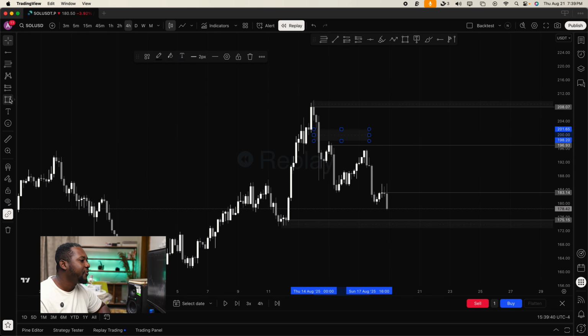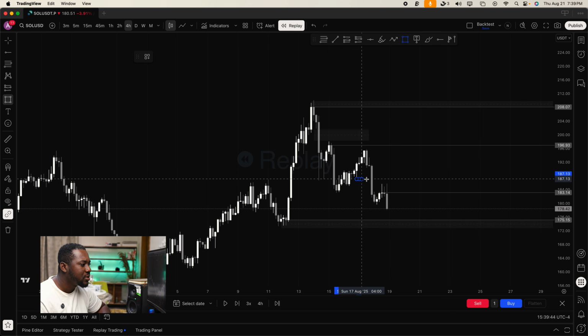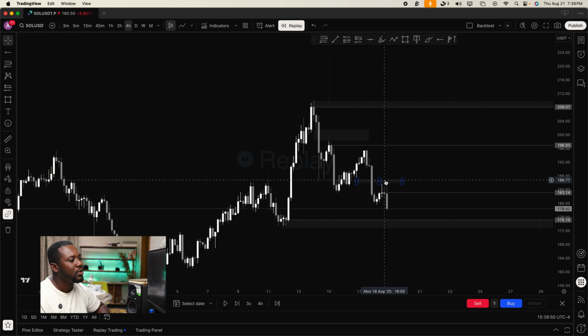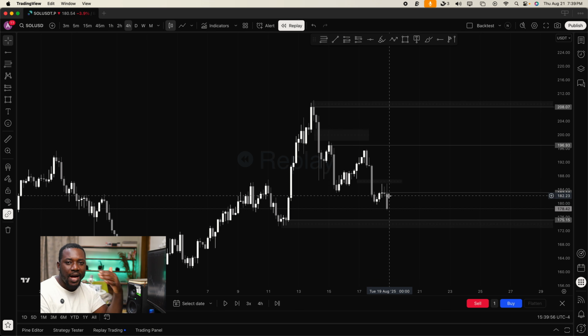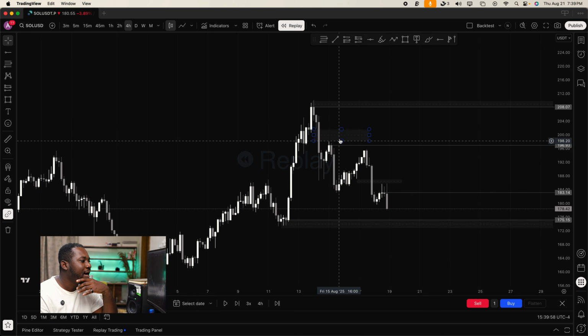Okay, another inefficiency could also be spotted here if you look closely. This looks like another inefficiency. All right, so market could trade back into this zone to clear it. This is going to help us understand where market could possibly trade back to. Okay, so it's good we mark those inefficiencies or imbalances.